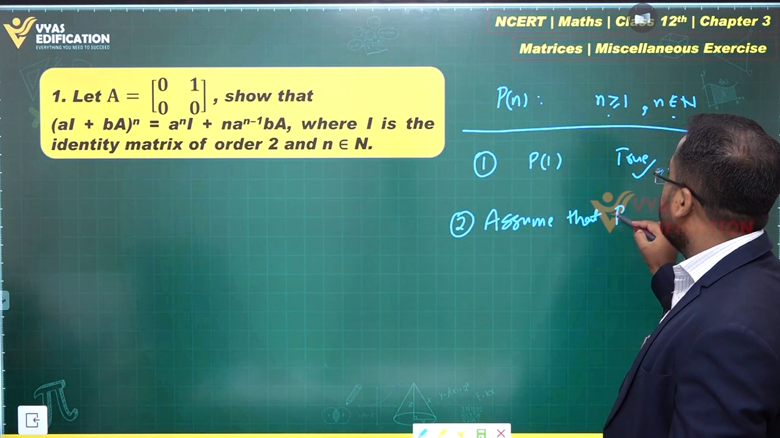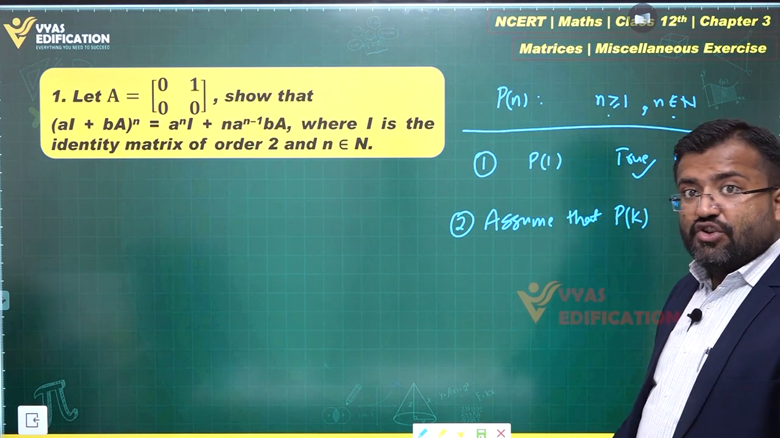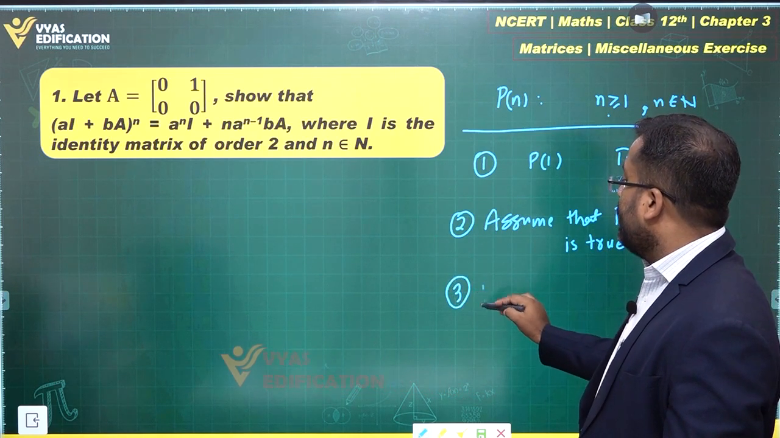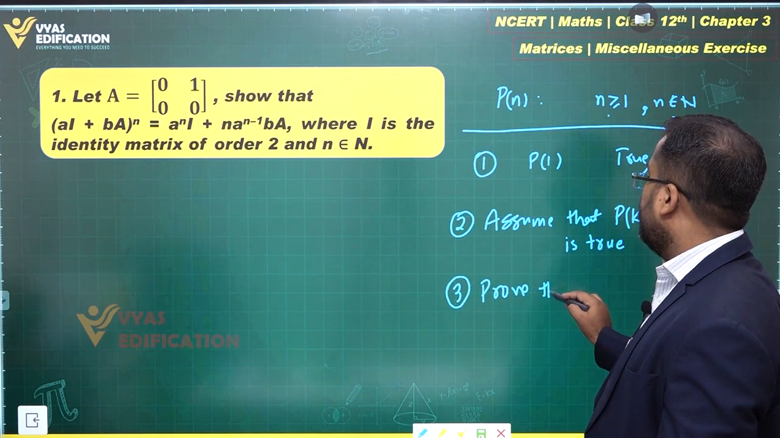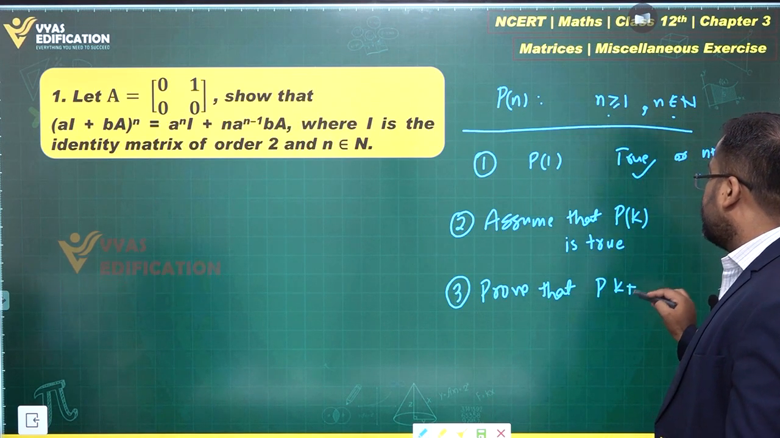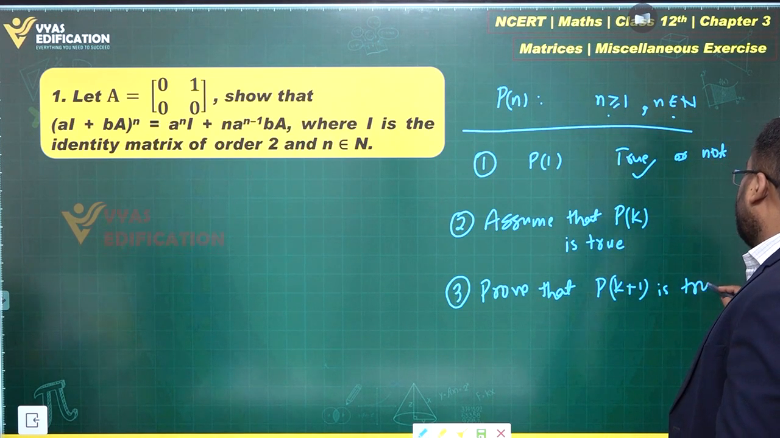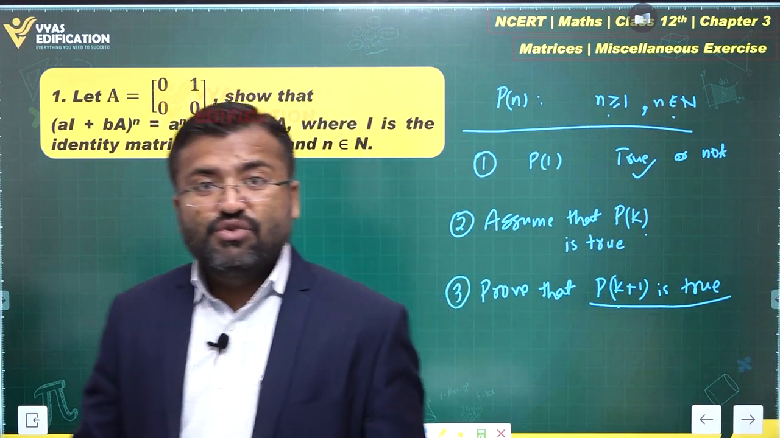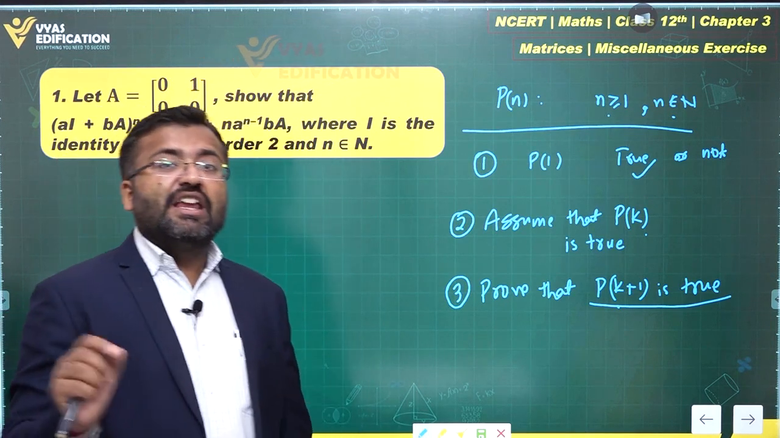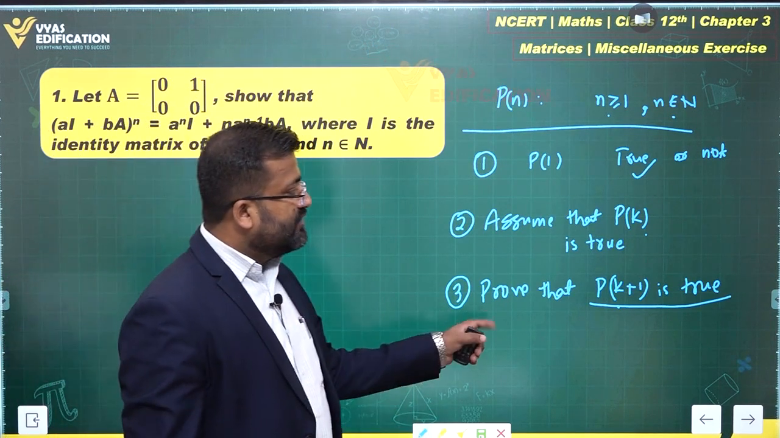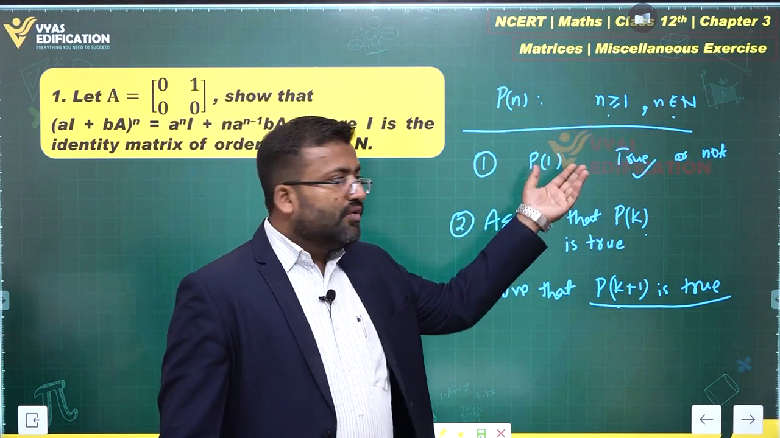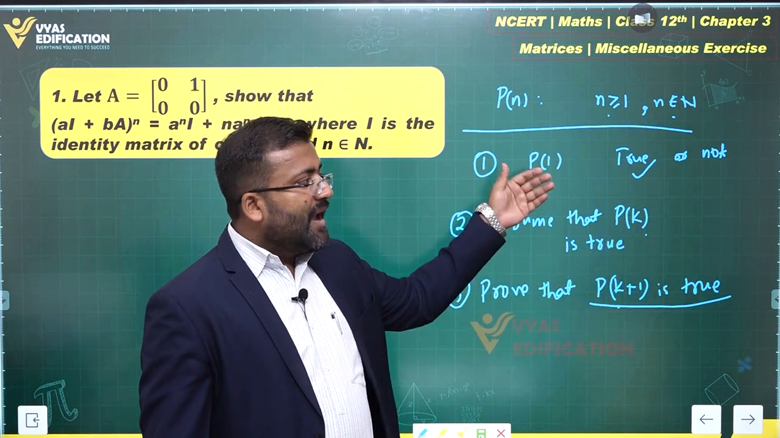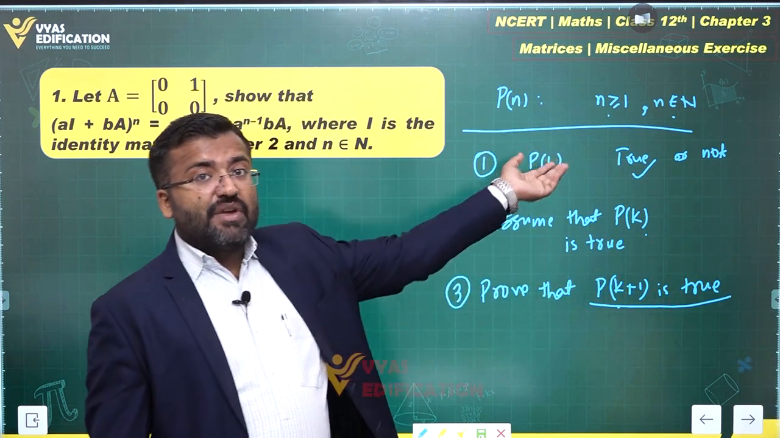If P1 comes out to be true, then in the second step, we assume that Pk is true. In the third step, prove that Pk plus 1 is true. We'll prove that Pk plus 1 is true using this assumption that Pk is true. Okay, those are the steps involved in the principle of mathematical induction. Any proof involving the principle of mathematical induction will use these steps, right? That P1 is true, then whenever Pk is true, Pk plus 1 is true. Once you prove this by the principle of mathematical induction, you can say that the statement Pn is true.